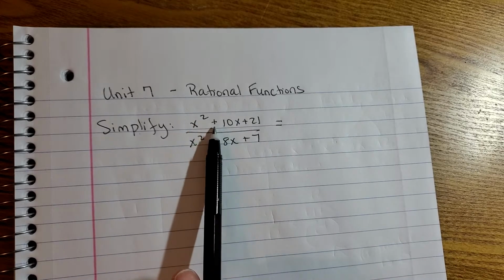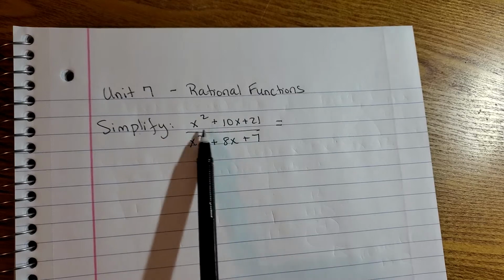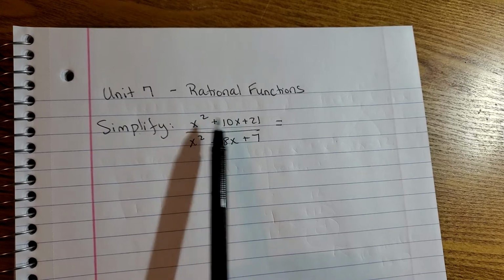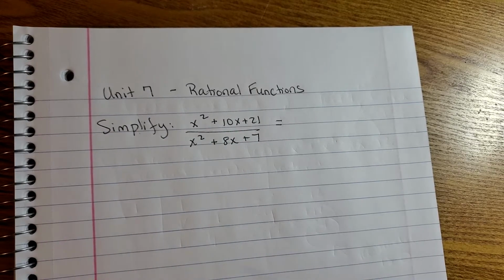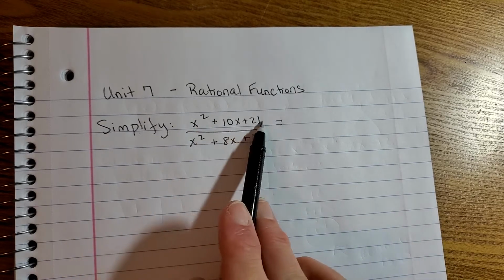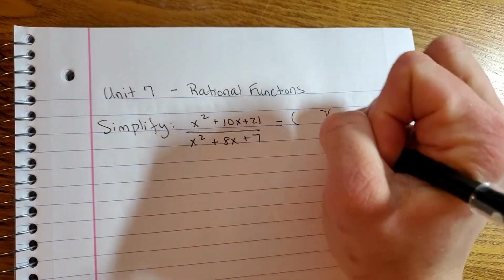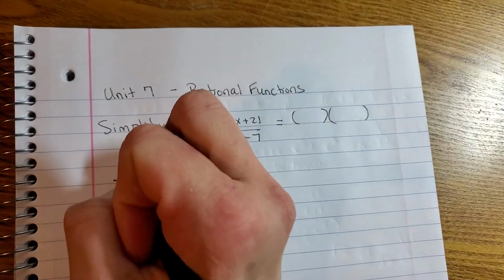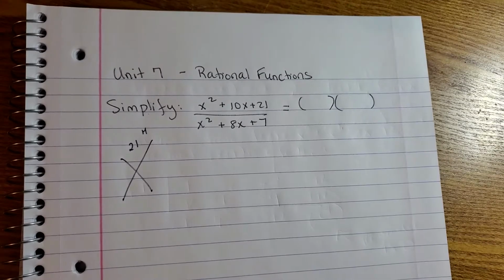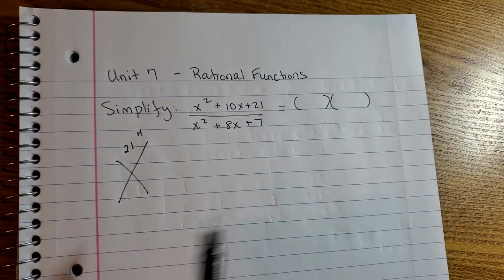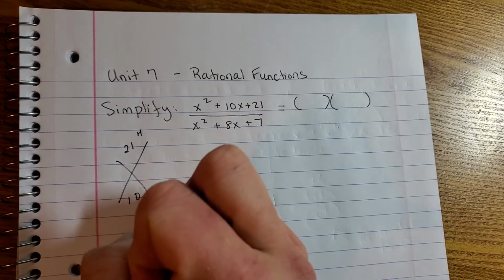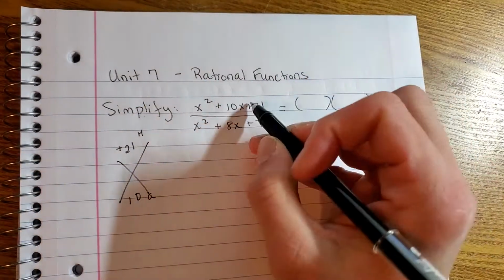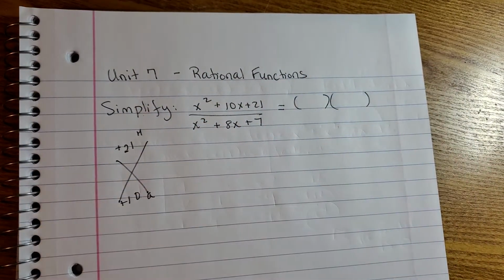Is this the difference of two perfect squares? Well, remember, difference would be subtraction, and you would only have two terms. So, no, it's not the difference of two perfect squares. So now I'm going to factor this as a trinomial. I'm going to take the 21 here, and I need to come up with numbers that multiply to 21 and add to 10. And this has to be a positive 21 and a positive 10.